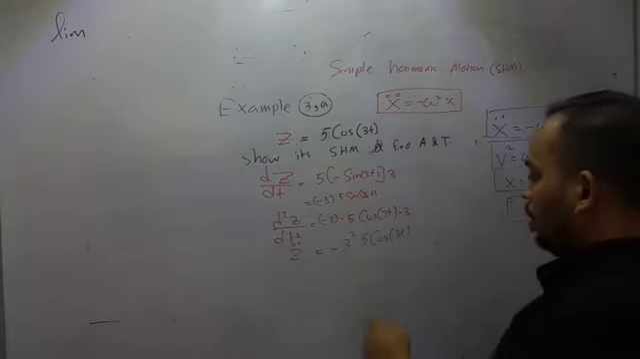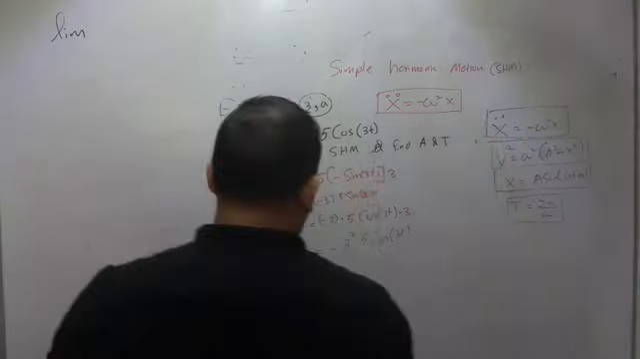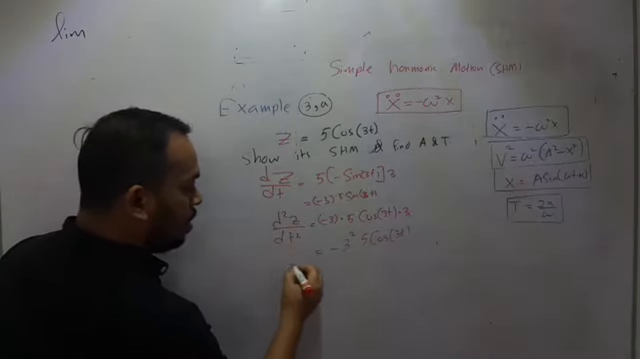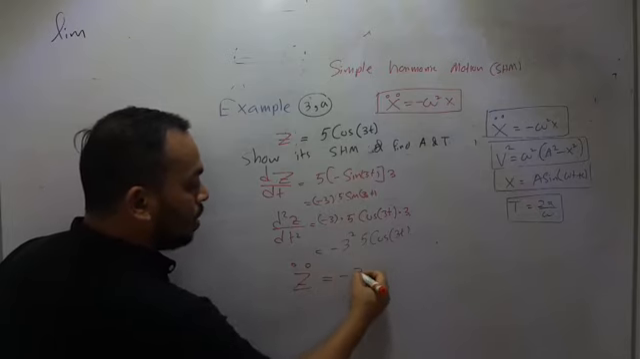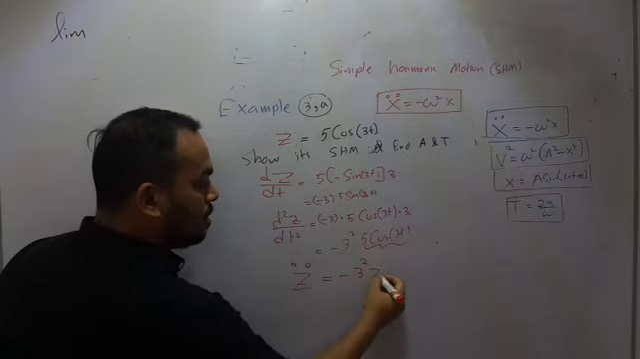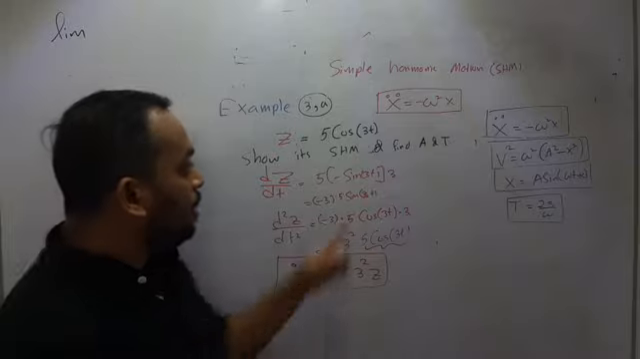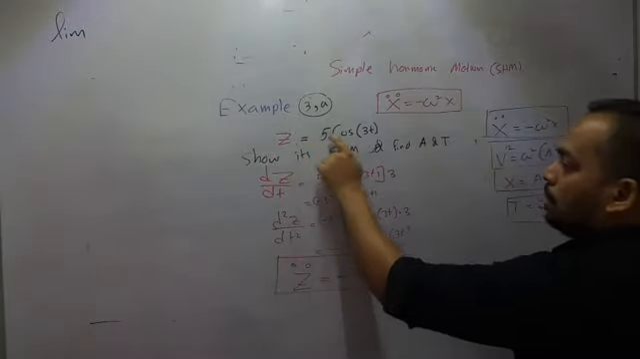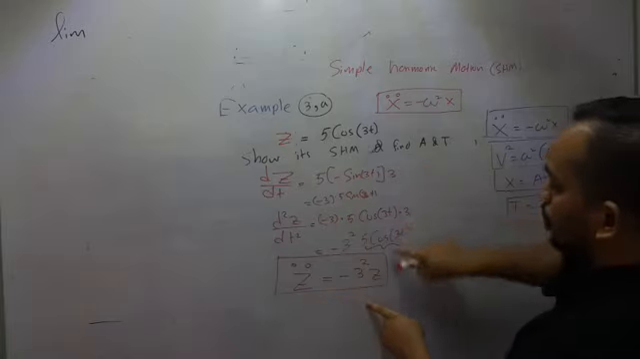Okay, so what is this part? This part is z. So we have shown, let me rewrite it, z double dot equals minus 3 squared, this part is replaced by z. Now this is the characteristic equation of the motion of the particle governed by this equation here. You can see that these two are similar.